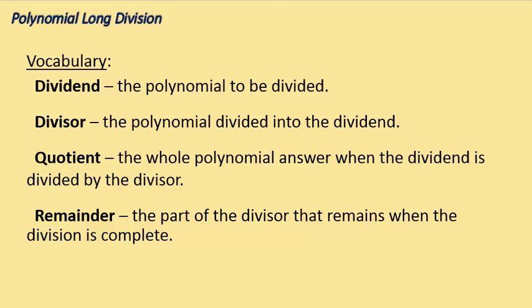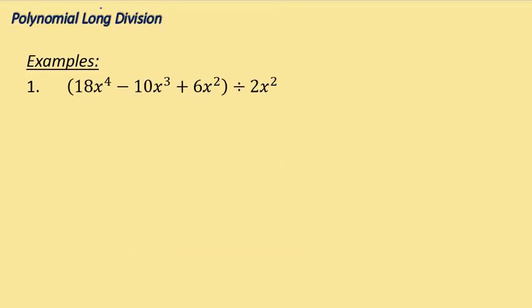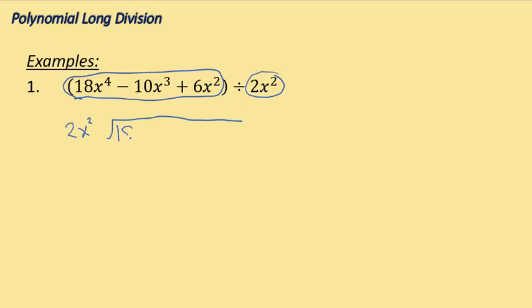The first example we're going to work is similar to what you did in the last lesson on dividing a polynomial by a monomial. Here in our first example, 18x to the 4th minus 10x to the 3rd plus 6x squared, that's our dividend, and 2x squared, that's our divisor. So let's write this in long division form. I'm going to put my divisor on the outside, 2x squared, and on the inside will go my dividend, 18x to the 4th minus 10x to the 3rd plus 6x squared.